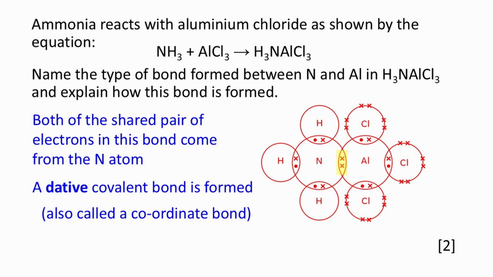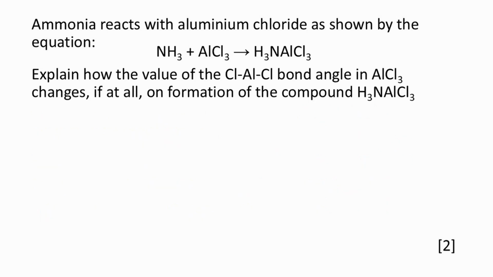We can see that both of the shared pair of electrons in the covalent bond come from the same atom, nitrogen in this case. These are highlighted. The name for this special type of bond is a dative covalent bond. This can also be referred to as a coordinate bond. Here's the next part of the question.